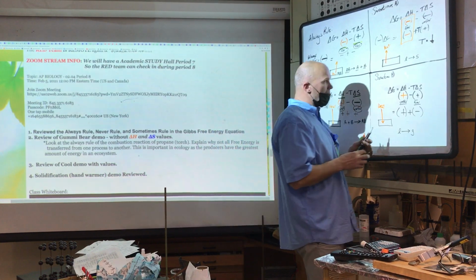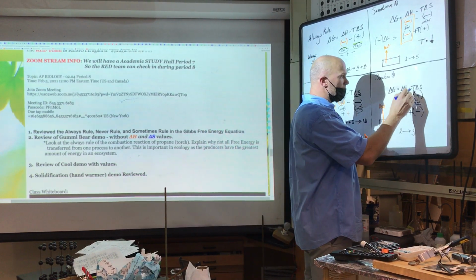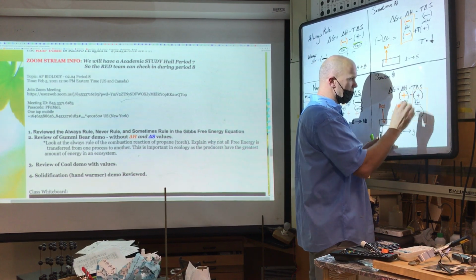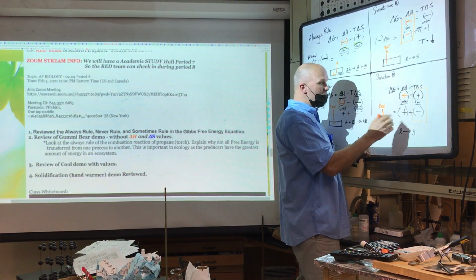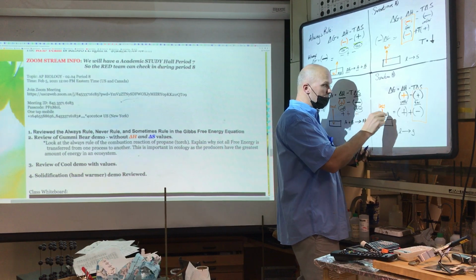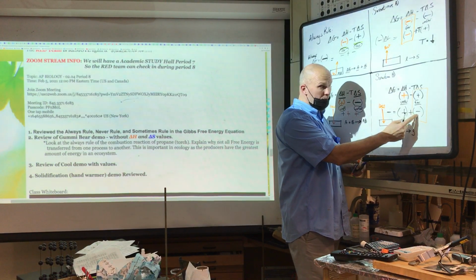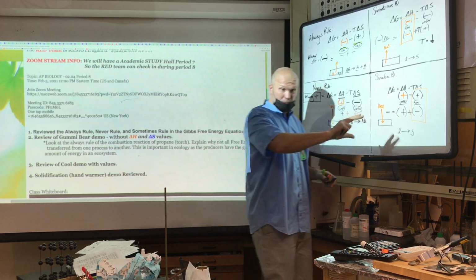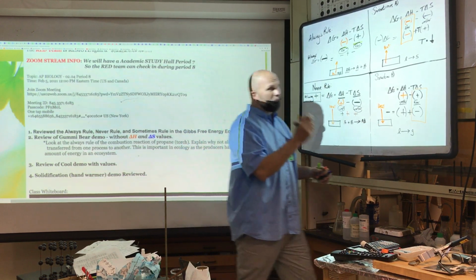So you can see the math. This is my favorable condition here. Now, the only way that this can be a negative delta G is if this value can overtake this positive. That's why sometimes it can be both. Don't forget, we have a temperature that's involved here.